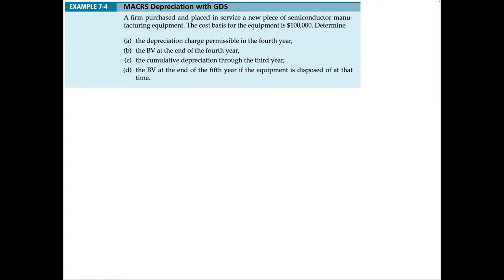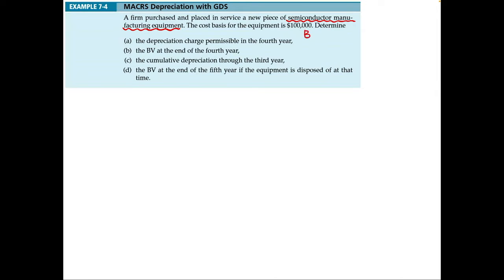Now let's take a look at this example. So MACRS depreciation with GDS. That's the method you want to use. A firm purchased and placed in service a new piece of semiconductor manufacturing equipment. So this is the type of asset you're looking at, semiconductor manufacturing equipment. The cost basis for the equipment is 100,000.